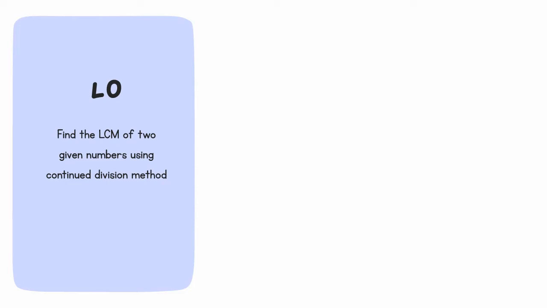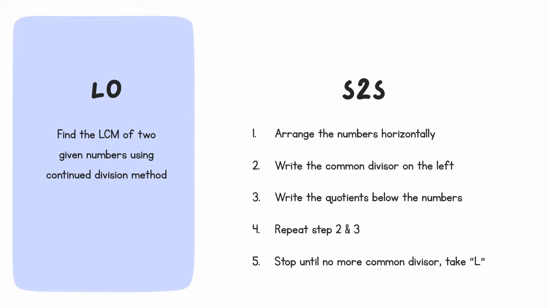And our steps for today are, the first one is we are going to arrange the numbers horizontally. I will show this to you later on. Number two, write the common divisor on the left. Step 3, write the quotients below the numbers. I will show this again to you later, what quotient means. Step 4, repeat step 2 and 3. And the last step for today is we are going to stop until there are no more common divisor. And then we are going to take the L shape because L stands for lowest common multiple.